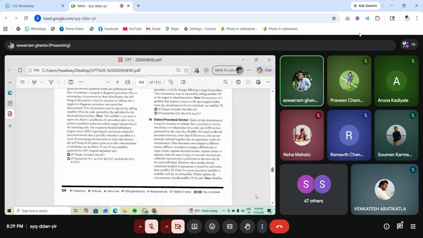Just see here, it is clearly mentioned: under certain circumstances it may be necessary to indicate the procedure or service was distinct. What is meant by distinct? Different, a different procedure or independent from the non-E&M service. The procedure duty is not actually the E&M's, but if they had to do it, at that condition the 59 modifier is used. Did you understand when we are using the 59 modifier?